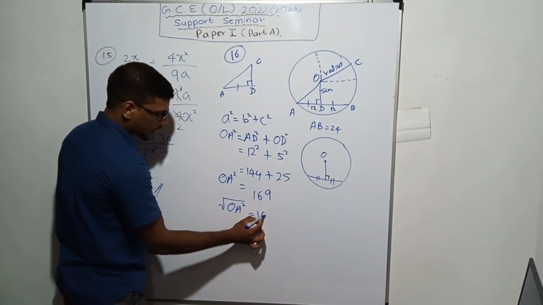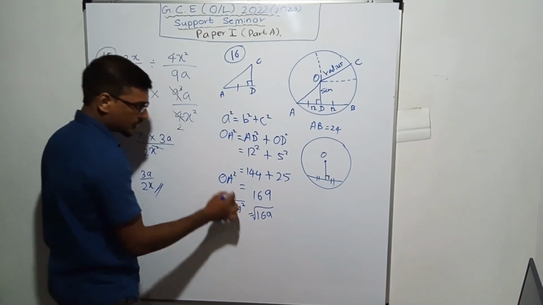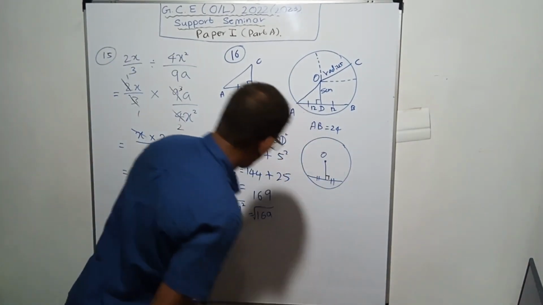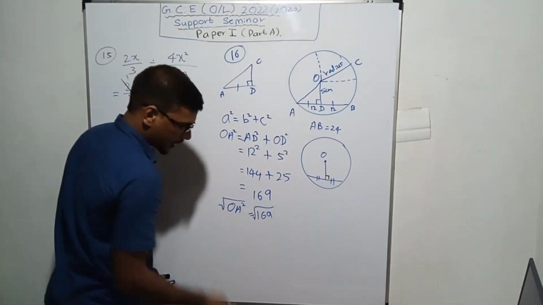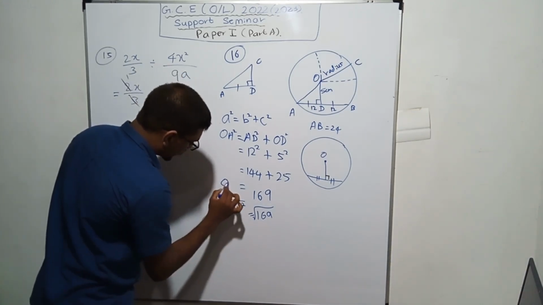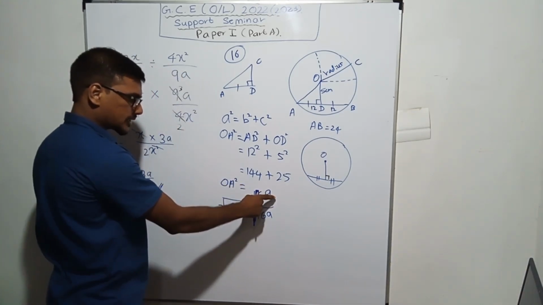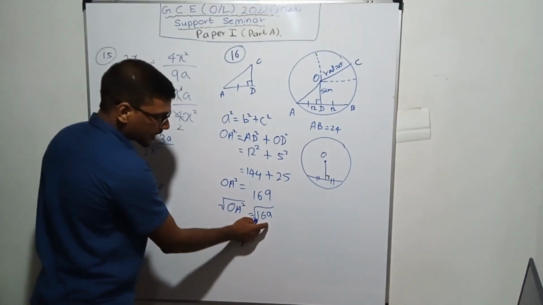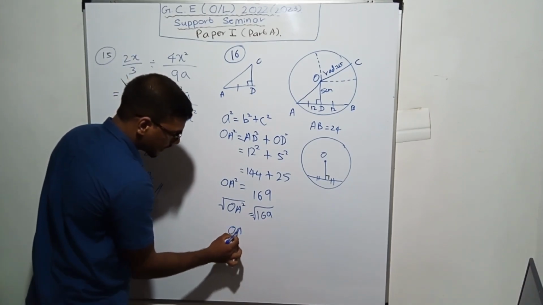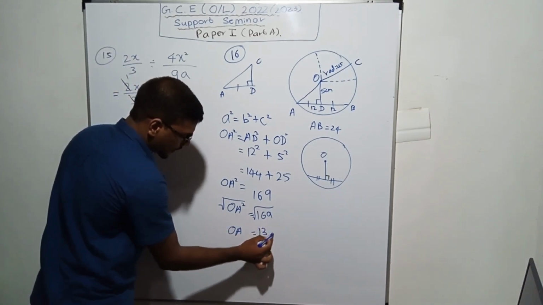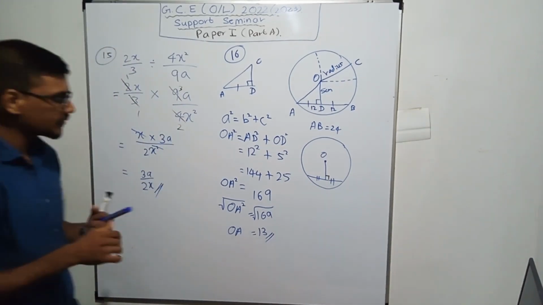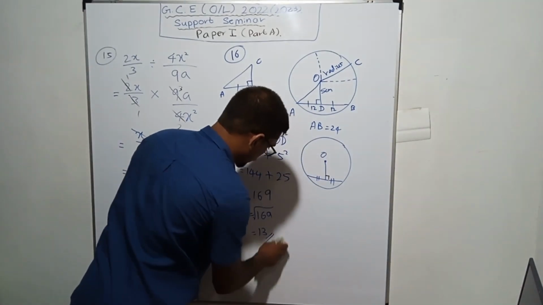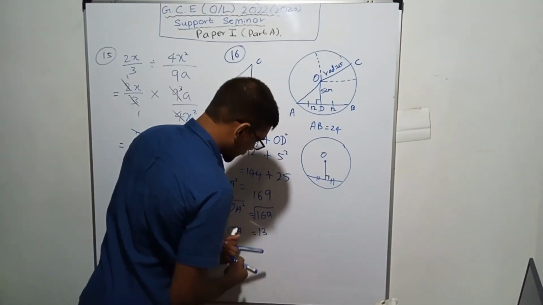OA squared is 169. You have to take the square root of both the sides. Why should you take the square root of both the sides? In order to cancel the square. OA squared is 169, so in order to remove this square, you have to take the square root. The square root of 169 is what? It is 13. Okay. OA will be then 13, not just 13, it should be 13 centimeters.